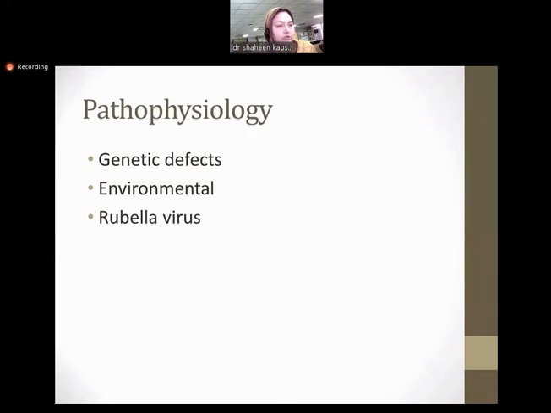Coming to the pathophysiology of congenital heart disorders, the main cause is genetic defects. Then come the environmental factors and then viral infections. In environmental factors, there is gestational diabetes and other viral infections that may cause congenital heart disorders.